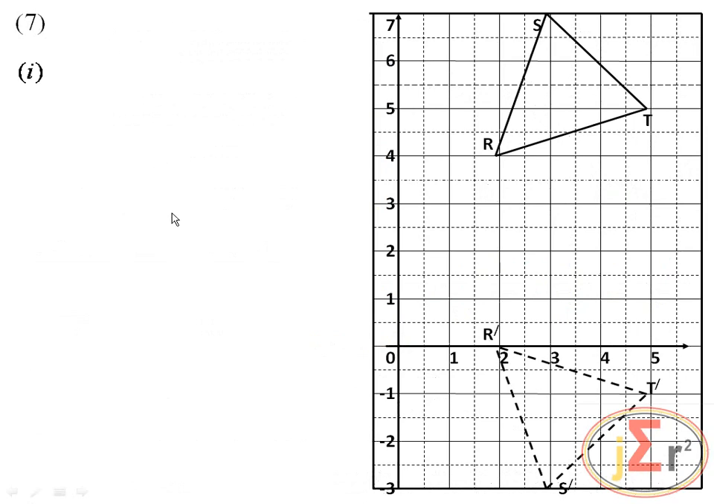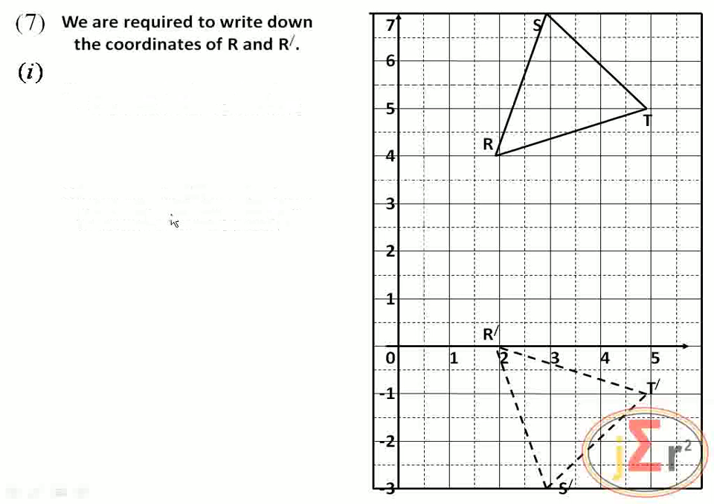Transformation. We are required to write down the coordinates of R and R prime. That's not difficult, but let's go. R, we go 2 units in the x direction, followed by 4 units in the y direction. 2, 4. What about R prime? R prime, we just go 2 units in the x direction and no unit in the y direction. 2, 0.